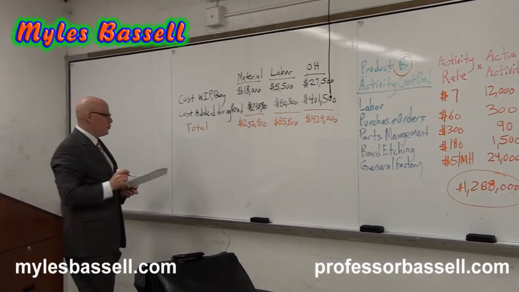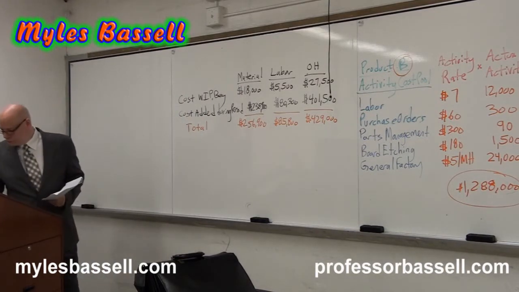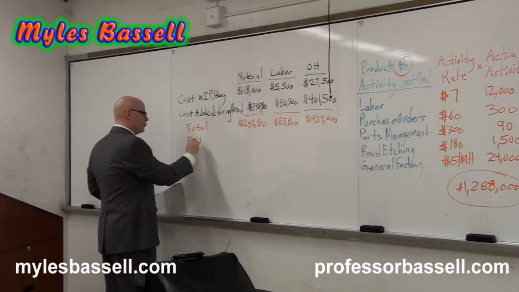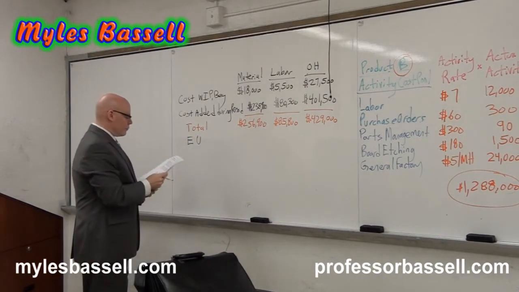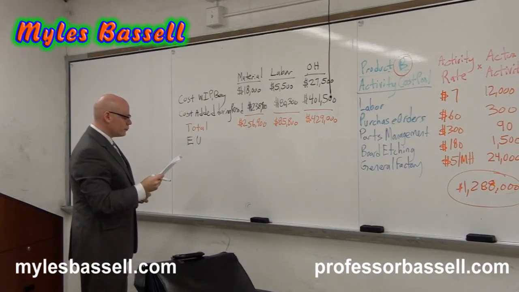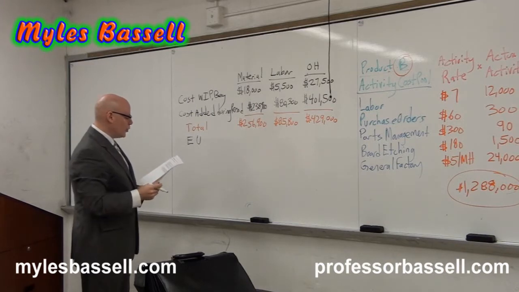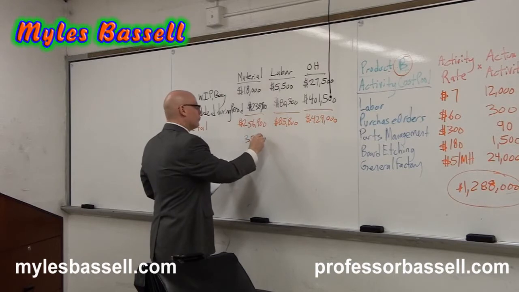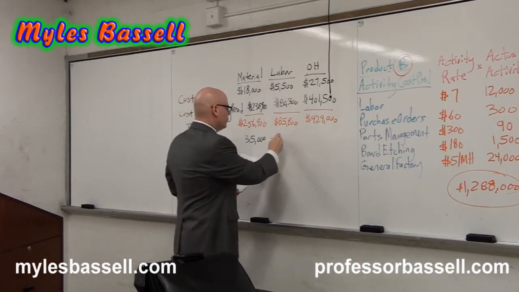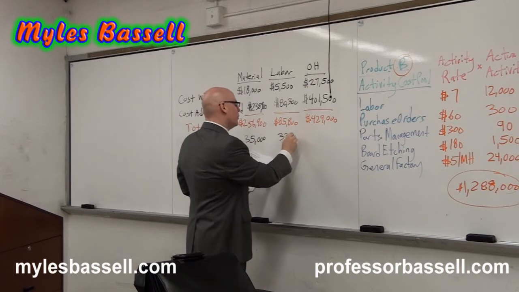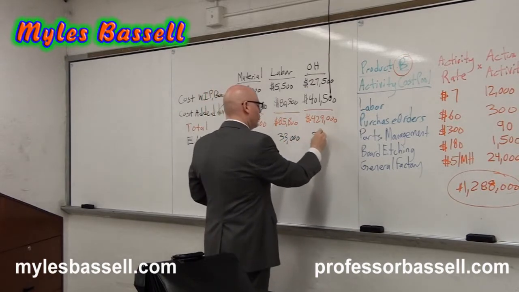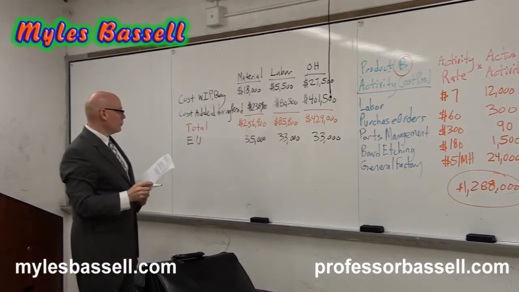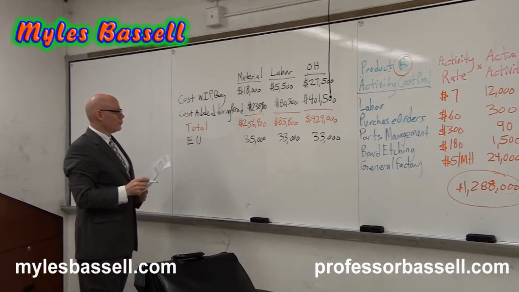And they tell us the equivalent units of production. They tell us for materials is what, 35,000? What about for labor? 33,000. And for overhead is also 33,000. That's the equivalent units.